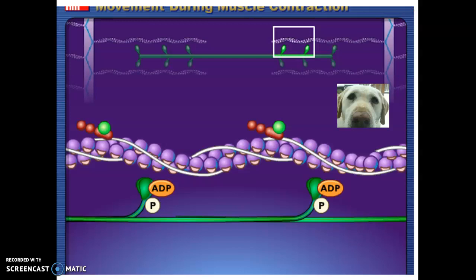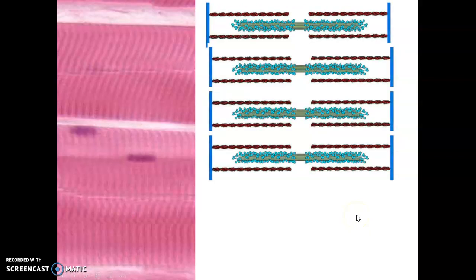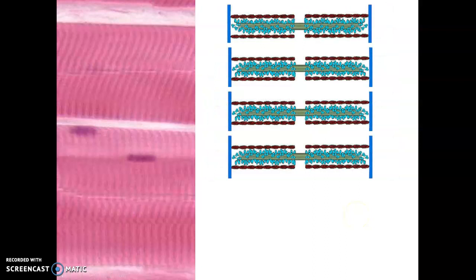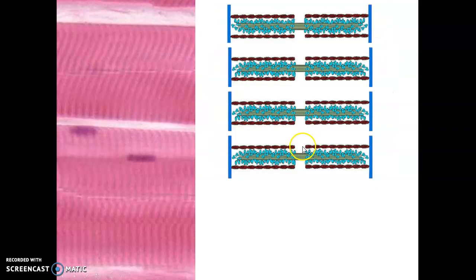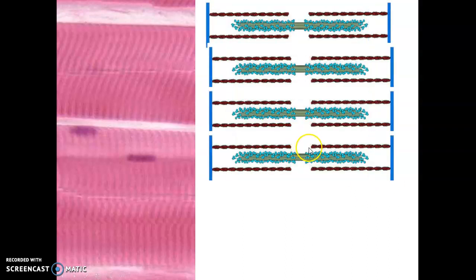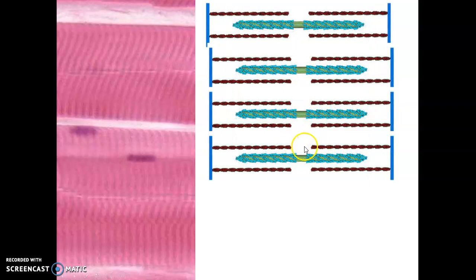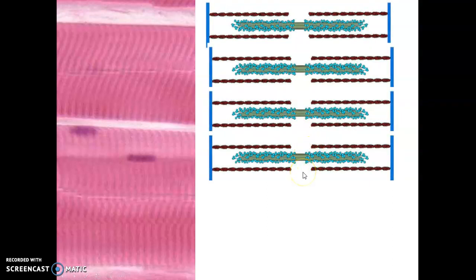All right, this nice little diagram here, if you click on the dog's face there, it takes you to a link. You can see that link there, and it shows you this whole thing in action. And this diagram's nice. It shows the myosin heads binding the actin. What it fails to show is this band in the middle. Those actin myofilaments should come together and touch, which they don't, like right here. They should come all the way to touch.